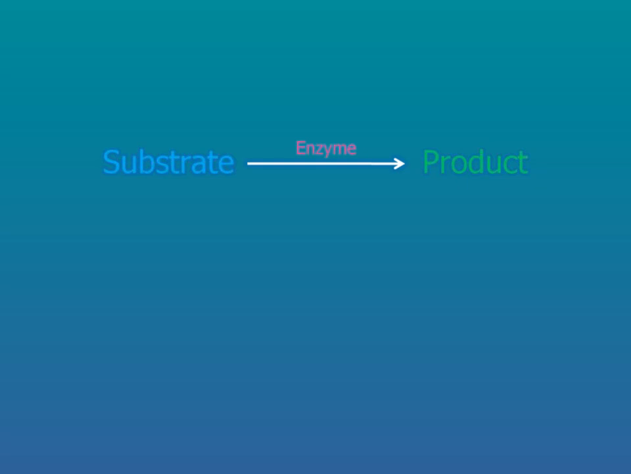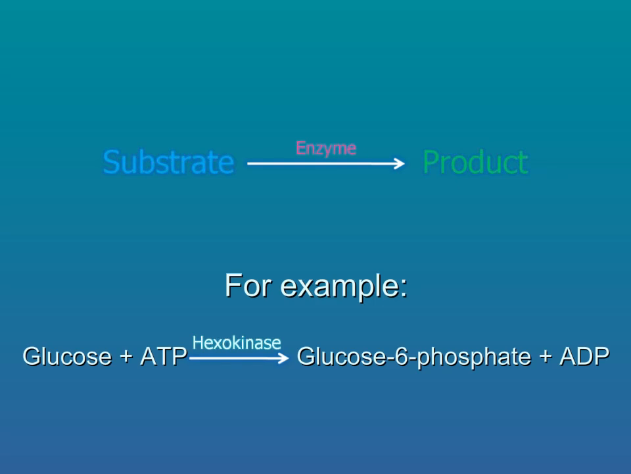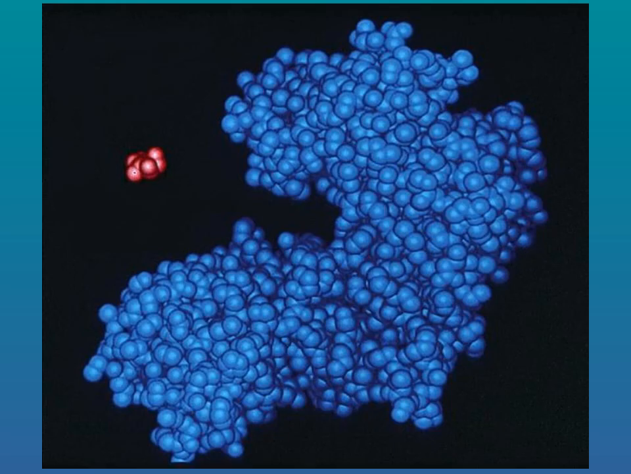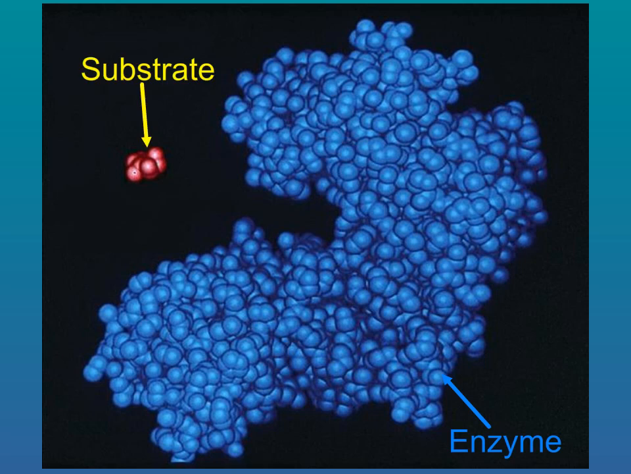Let's look at an example of how enzymes do their jobs. Let's look at how the enzyme hexokinase lowers the activation energy of 2 substrates, glucose and ATP, to produce the products glucose 6-phosphate and ADP. Our picture will not show the ATP or ADP. First, which do you think is the enzyme? The enzyme hexokinase is the big blue molecule, and its substrate, glucose, is red, the teeny tiny one.